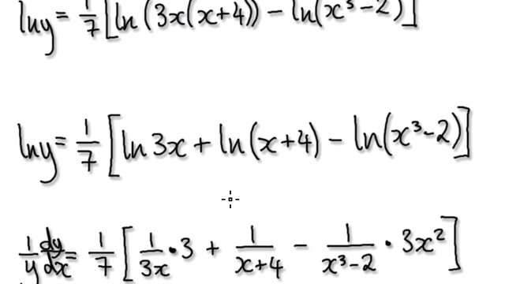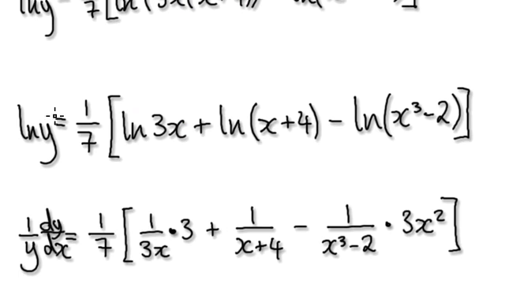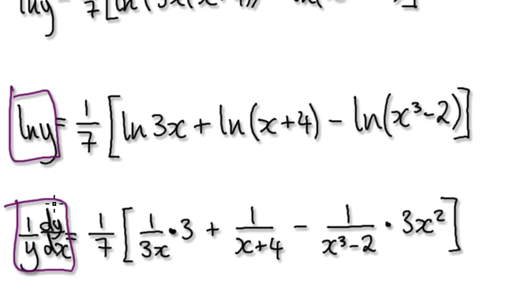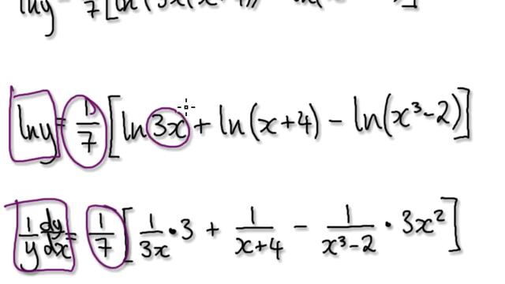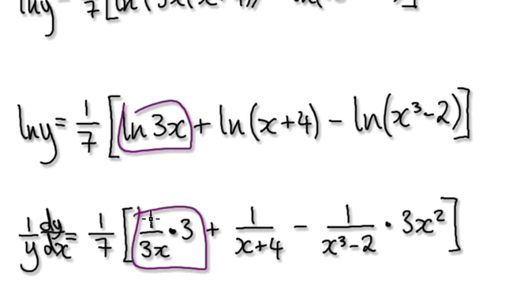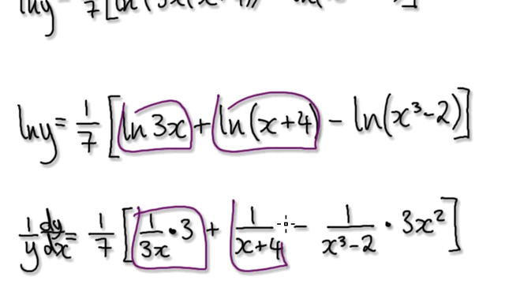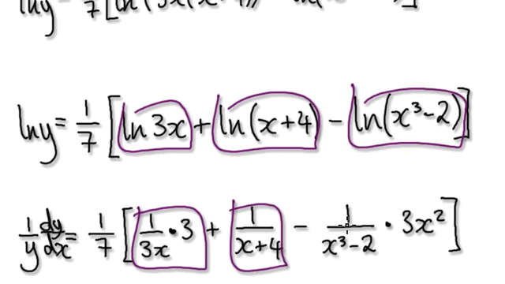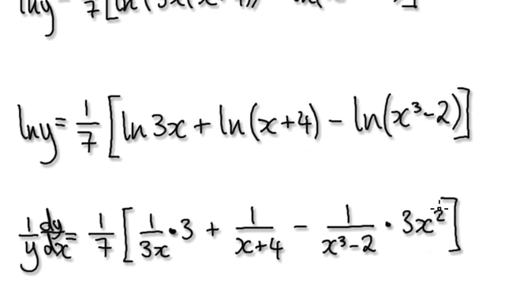Okay, and then use implicit differentiation. So when you differentiate it, it will then give you this. 1 over 7 is this bit here, and then differentiate this will then give you this. Differentiate this will then give you this. Differentiate this will give you this, and then this goes down here, so that gives you this.